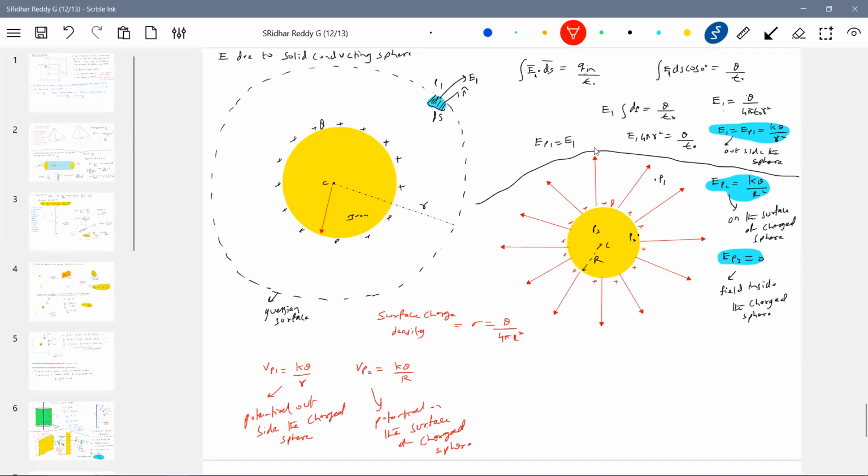Now, what about potential inside? It will be that of the surface. Any reason for that? Because what is the net field inside the conductor? It should be zero. Conductor should be equipotential. So what is the potential on the surface? That will be the potential everywhere, because the net field inside the conductor should be zero due to static charges.